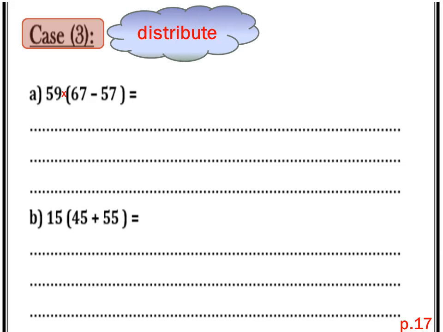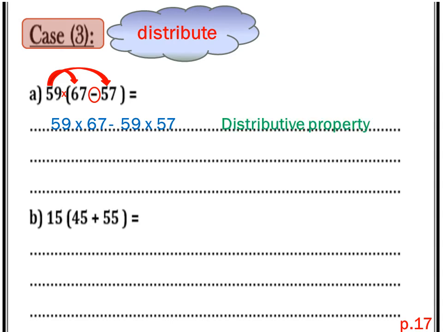And now let's distribute the 59 times over the bracket. How can we do this? It will be 59 times 67, the first number. So let's write it, 59 times 67. Then put the sign, which is the minus. And now write 59 times 57. So distribute the 59 over the 57. So here it will be 59 times 57. Now, have we finished? No, we have to write the name of the property, which is distributive property.